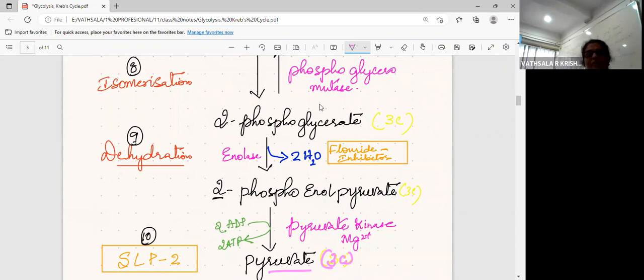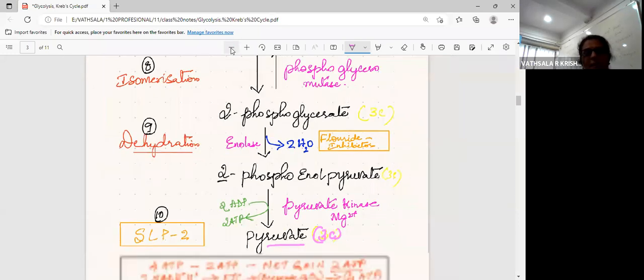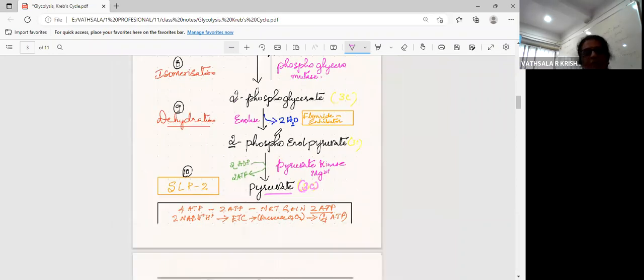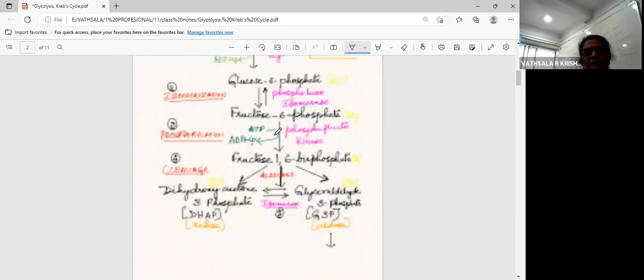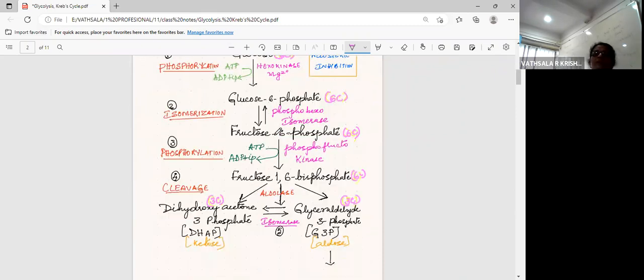So can anybody give me the complete steps? Which is the first step? Phosphorylation of glucose. Both ways it is phosphorylation, with ATP utilization. Glucose to glucose 6 phosphate. Glucose 6 phosphate to fructose 6 phosphate. Fructose to again phosphorylation, so fructose 1,6 diphosphate.